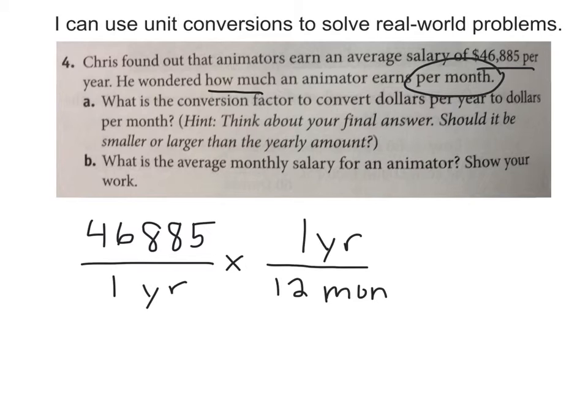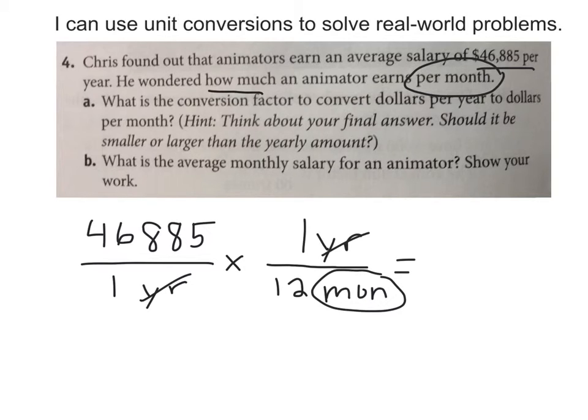So in doing this, I have answered A right here by saying that I'm going to use the conversion factor 12 months per 1 year. And you'll notice that if I look back to my units, years is in the denominator of the fraction here, and is the numerator of the fraction here. So those will cancel, and I will be left with just months, which is what the problem is asking us to do. Now if I go to B, it's asking us to actually do the math and show my work and see what the average salary actually is.